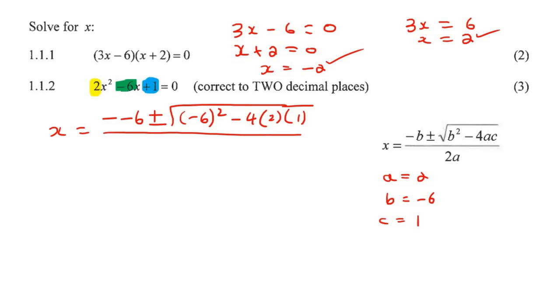Or you're going to get an error on your calculator. And then here you're going to put A, which is 2. Now, on the memos or in the exam, you don't need to simplify this any further. You can literally write it like that on your calculator.